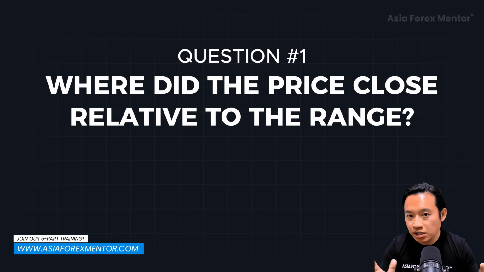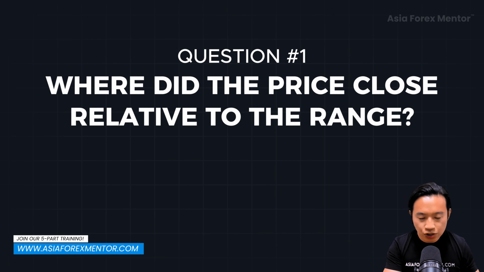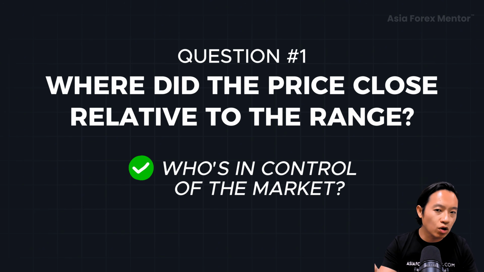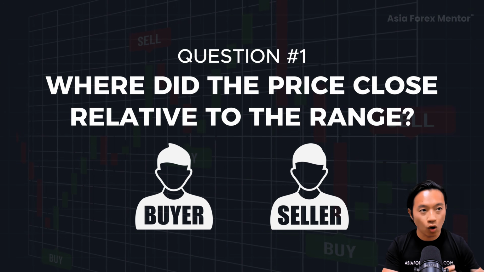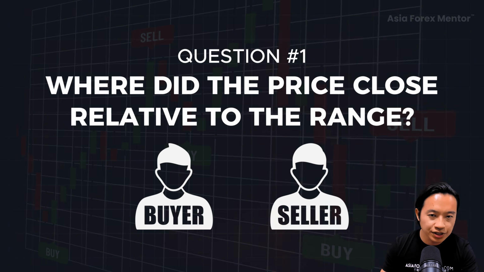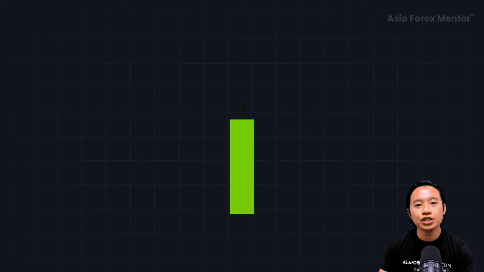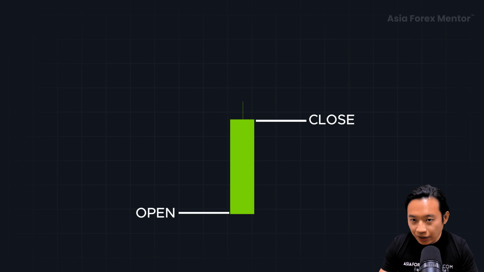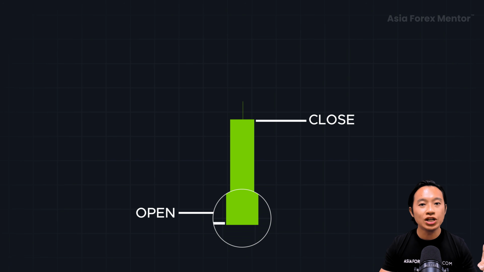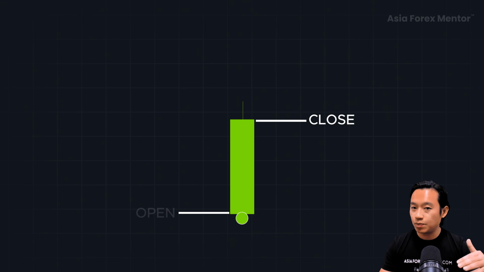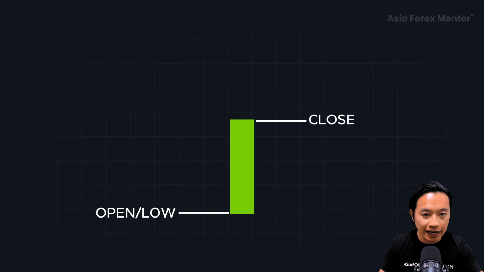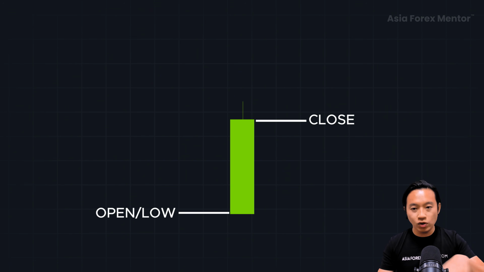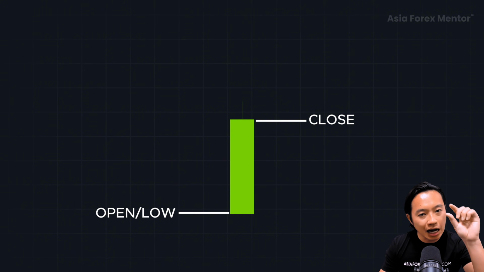Here's the first question: where did the price close relative to the range? This question will help you determine who is in control of the market, the buyers or the sellers, or neither of them. Let me explain how this works. Take a look at this green candlestick. It shows that the price closed higher for the time period. The candlestick opened here and then closes here without any lower wick. So essentially the opening price is also the lowest price of the day. If this is a daily candlestick, it means the opening price is the lowest price for that day itself. Now, notice the upper wick here.